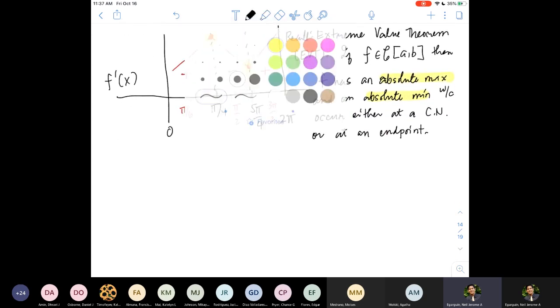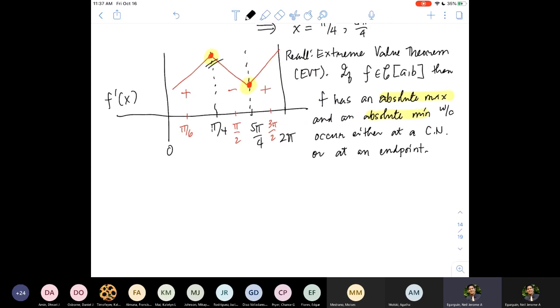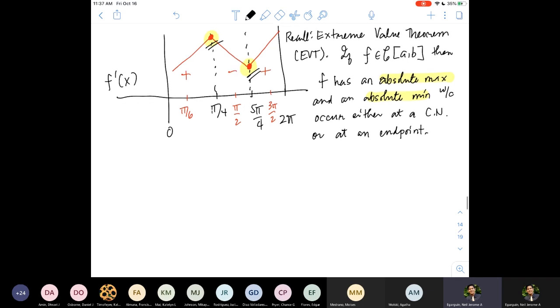But we already know that we have here a local max and a local min, but we need to check if we have a global max or a global min at these critical numbers. So what we do is take the function values at the endpoints, and then the function values at the critical numbers. And it would be a contest among them. The highest one would be the absolute maximum, and the lowest one would be the absolute minimum, right?